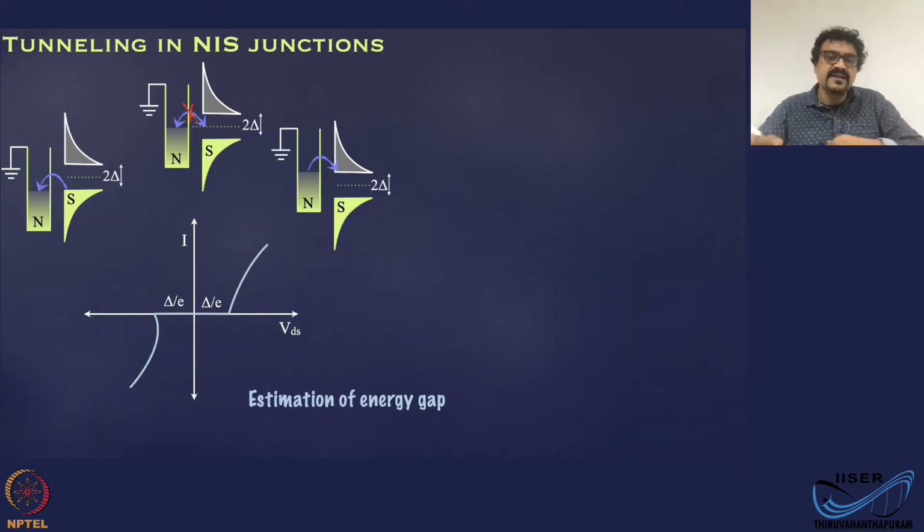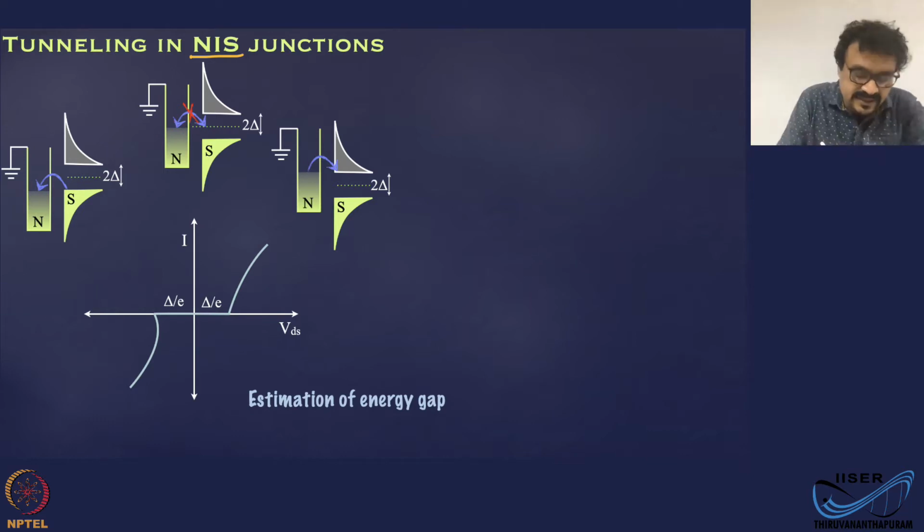Now let's consider that you have a system consisting of normal metal, insulator, and superconductor. NIS stands for normal metal, insulator, superconductor. Okay, and what I have here is a rough drawing of the density of states. So normal metal has all the states filled until the Fermi energy. Fermi energy is somewhere here.